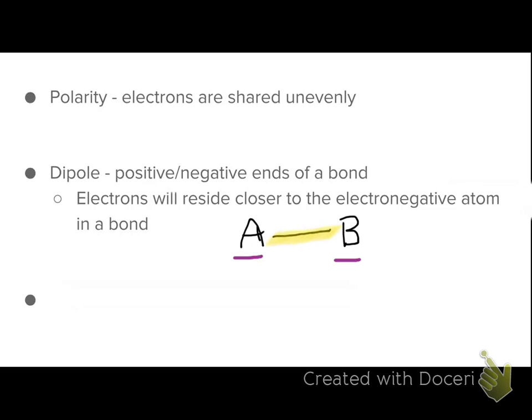So what we're going to see, let's say that A was more electronegative, our electrons are going to be closer to the A. It's going to hog the electrons. It's going to let B have them a little bit, but A is going to hold on to them more. So if A is holding on to the electrons more, it is going to be the negative end, which would make B the positive end. Because remember that electrons are negative.